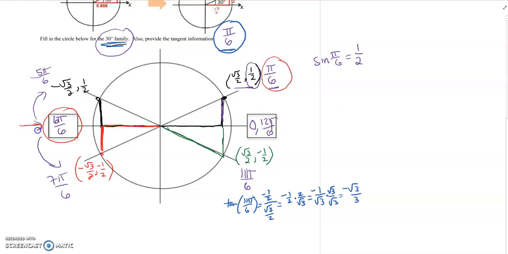Now, if we start at 6 pi over 6, 1 less than 6 pi over 6 is 5 pi over 6, which happens to be the 30-degree reference angle in the second quadrant. 1 more than 6 pi over 6 is 7 pi over 6, which happens to be the 30-degree reference angle in the third quadrant. In the fourth quadrant, it's 11 pi over 6 because that is 1 less than 12 pi over 6. Now, what does all of this mean?